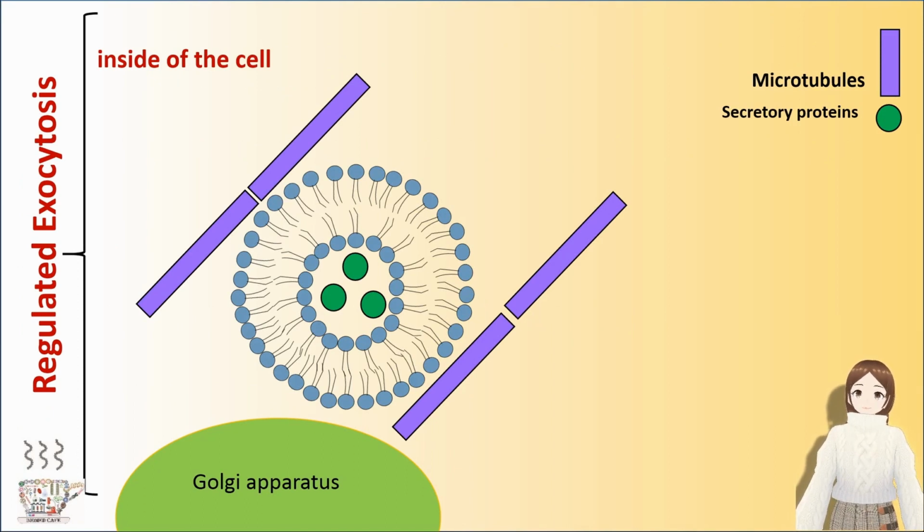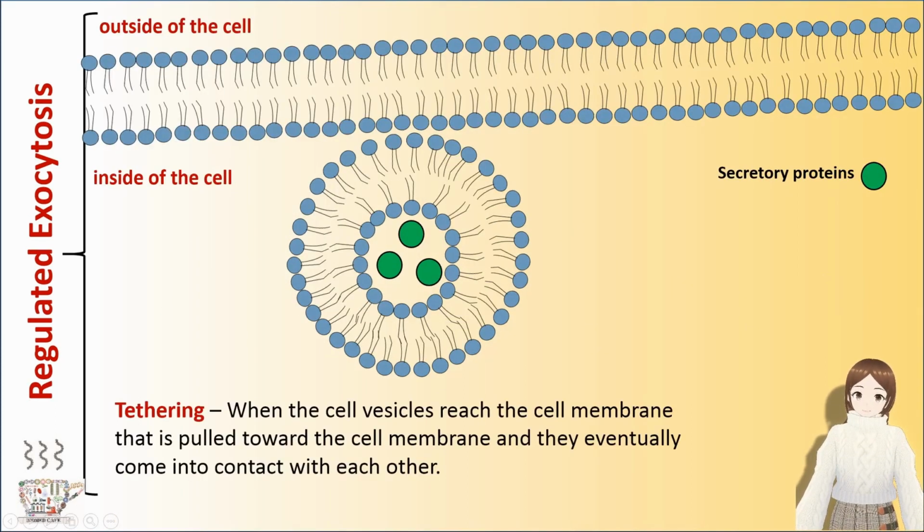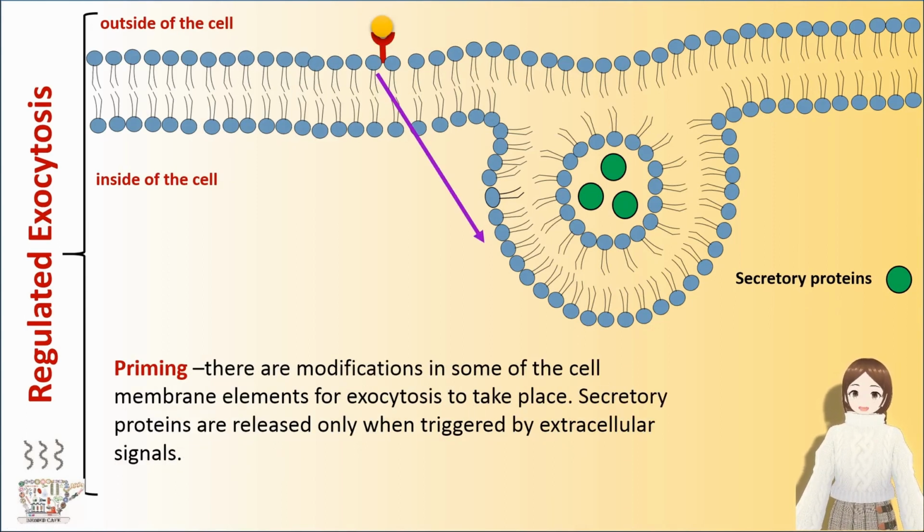I want to talk about regulated exocytosis steps. Regulated exocytosis has all steps of constitutive exocytosis, but one step more. The first step is vesicle trafficking. The second step is tethering. The third step is docking. The next step of regulated exocytosis is priming. This step is only for regulated exocytosis. There are modifications in some of the cell membrane elements for exocytosis to take place. Secretory proteins are released only when triggered by extracellular signals.